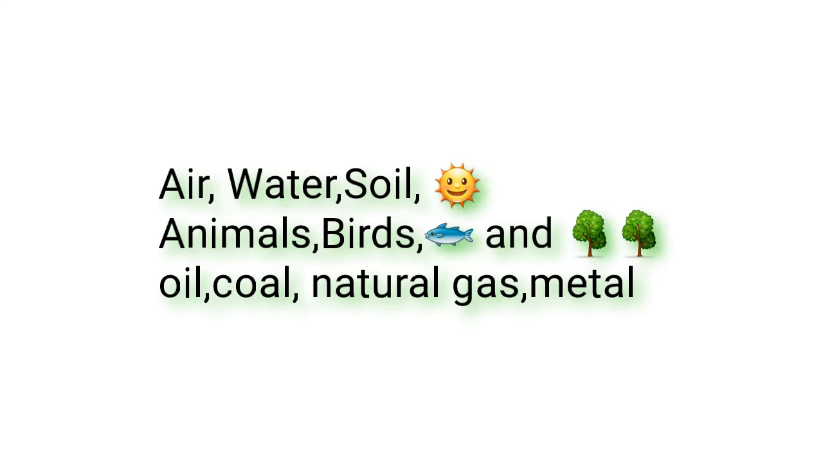Okay, so what are examples of natural resources? For example, air, water, soil. Soil means land. And sunlight, and then animals, birds, fish and trees, and then oil, coal, natural gas, metal, stone, sand as well. All of these are called natural resources, and all of these resources are part of the environment. And the environment has some duties. So what are the duties here?